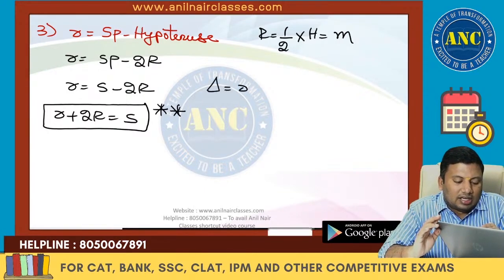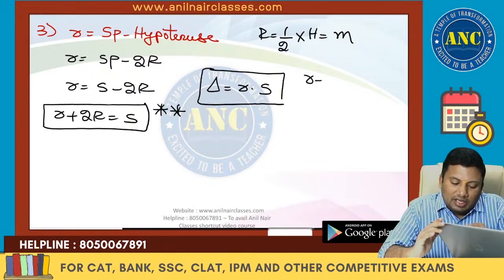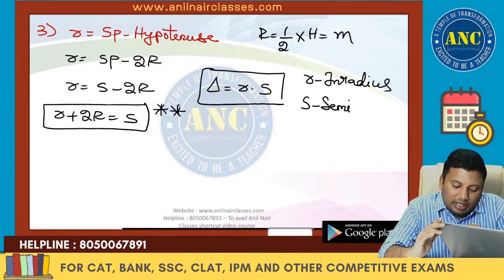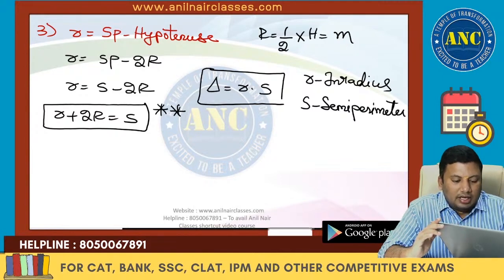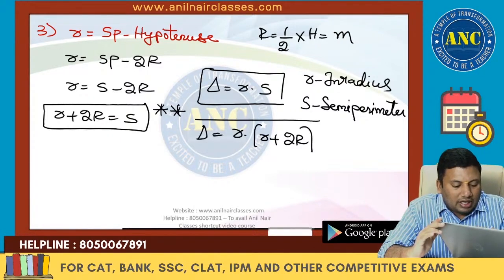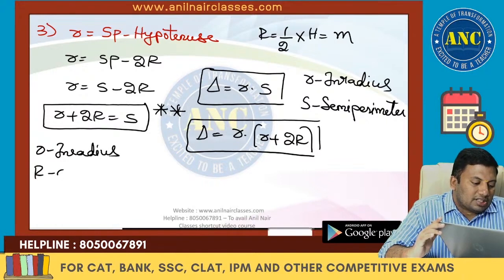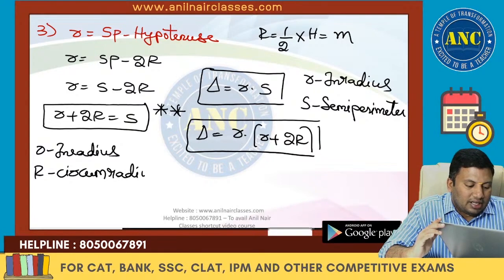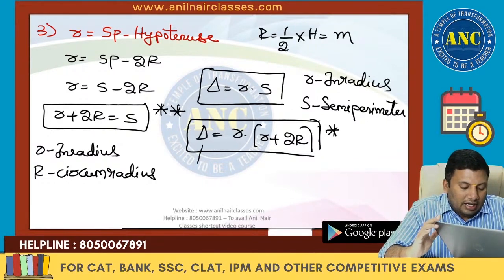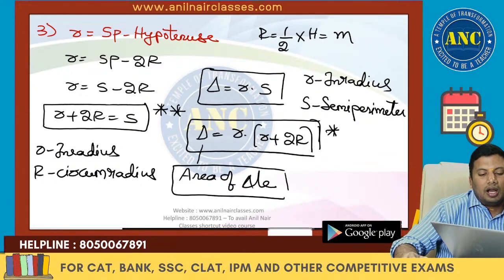We know that delta is nothing but r into s, where r is the inradius and s is the semi-perimeter. So delta is r into (r + 2R). Extremely important concept: if the inradius and circumradius are given, then the area of a triangle is given by r into (r + 2R).